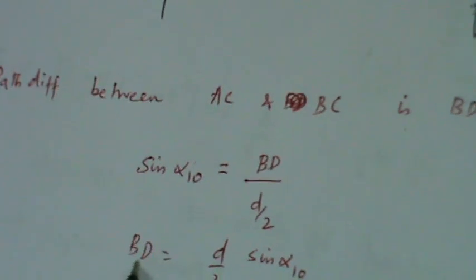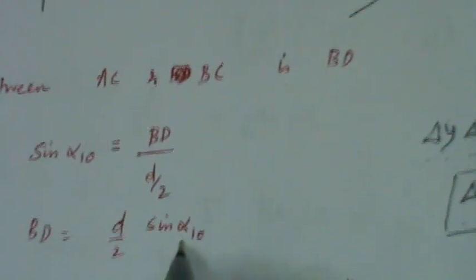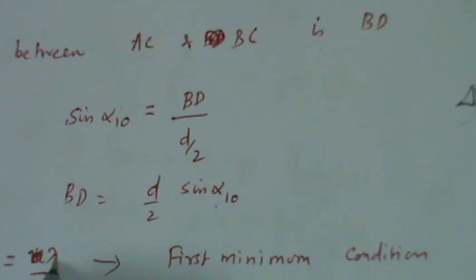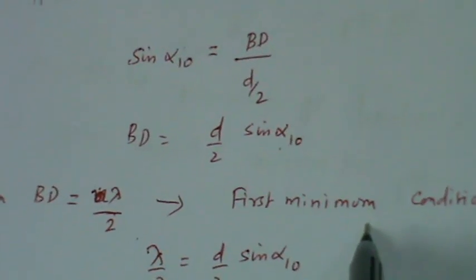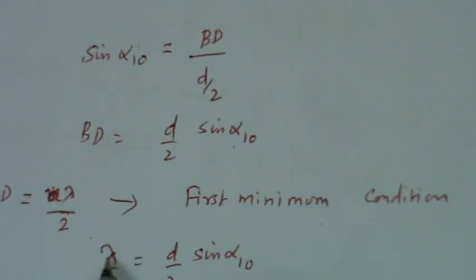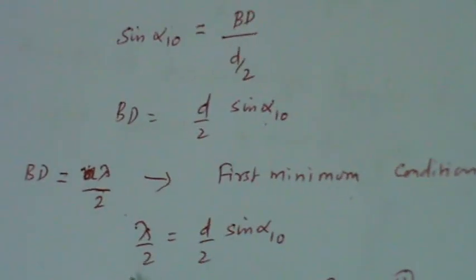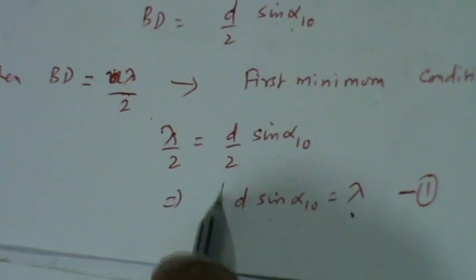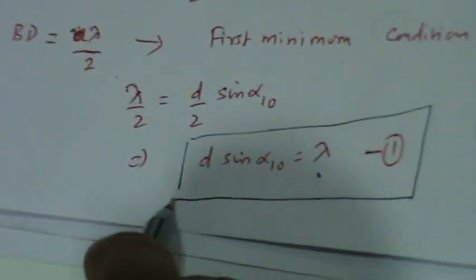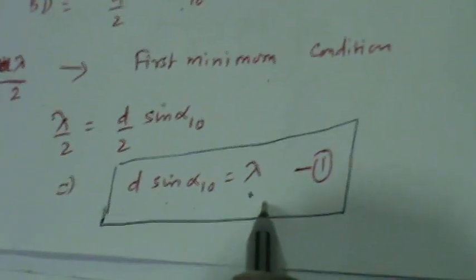So you go for sin alpha 10, that is BD by d by 2, or the path difference between these two rays will be d by 2 sin alpha 10. So when the path difference is lambda by 2, we get first minimum. So equating lambda by 2 with d by 2 sin alpha 10, what we get is that d sin alpha 10 equal to lambda. This is the condition for first minimum.